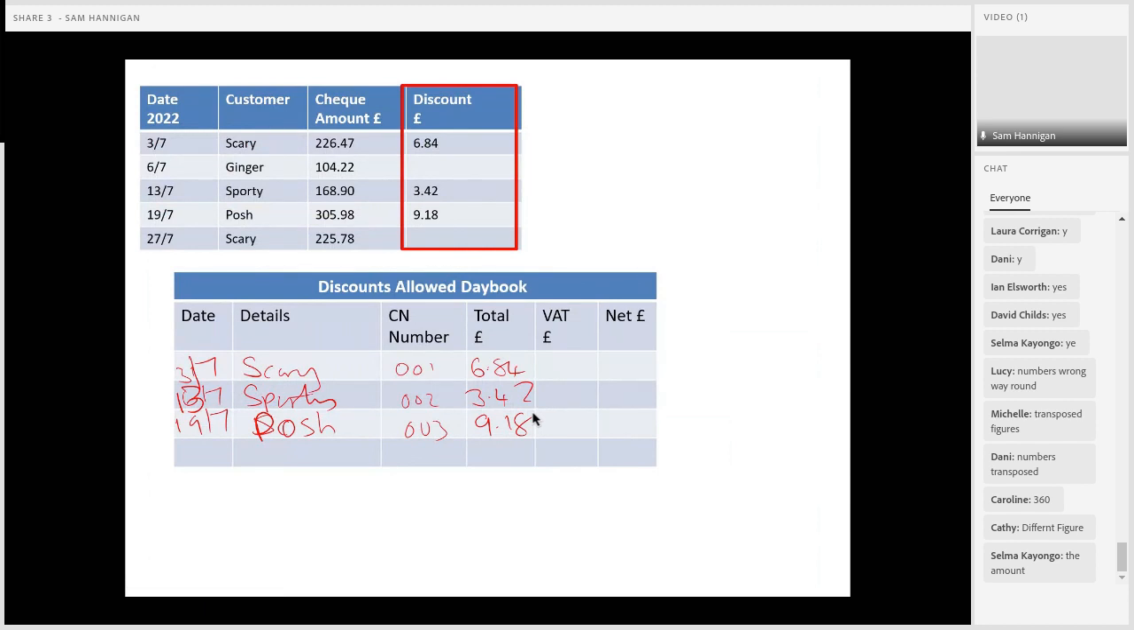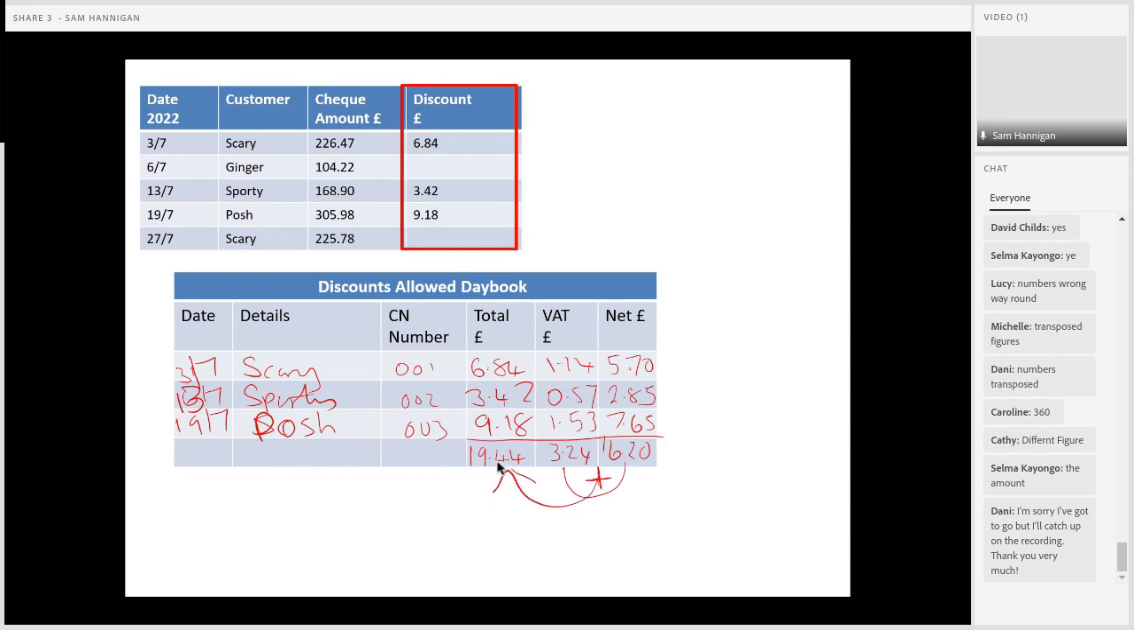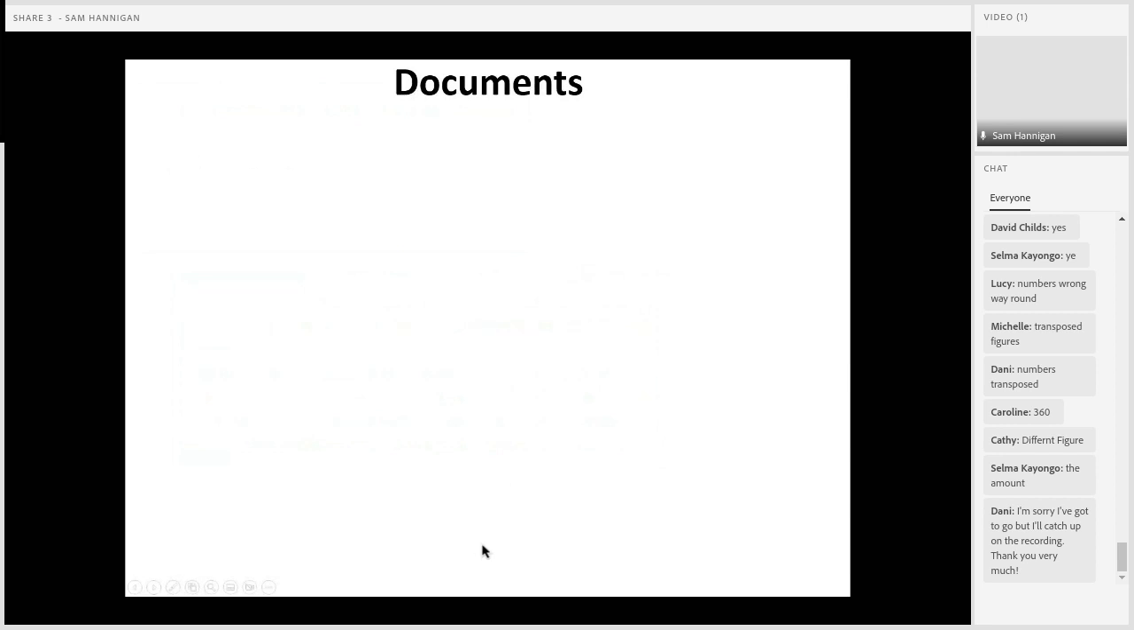Okay, so divide it by 6, £1.14, 0.57, and £1.53. Total minus the VAT gives you 5.70, 2.85, 7.65. And then total up your columns. So you've got 19.44, 3.24, and 16.20. Remember, your net and your VAT must equal the total, so it'd total the 19.44. Okay.